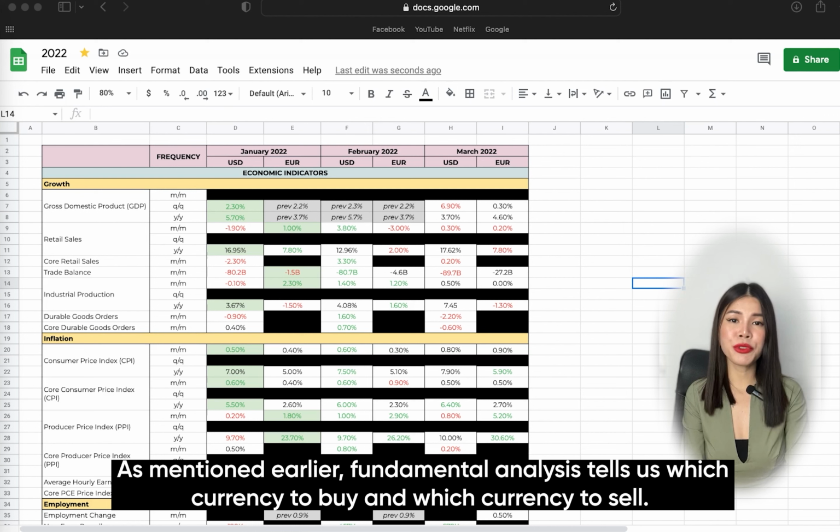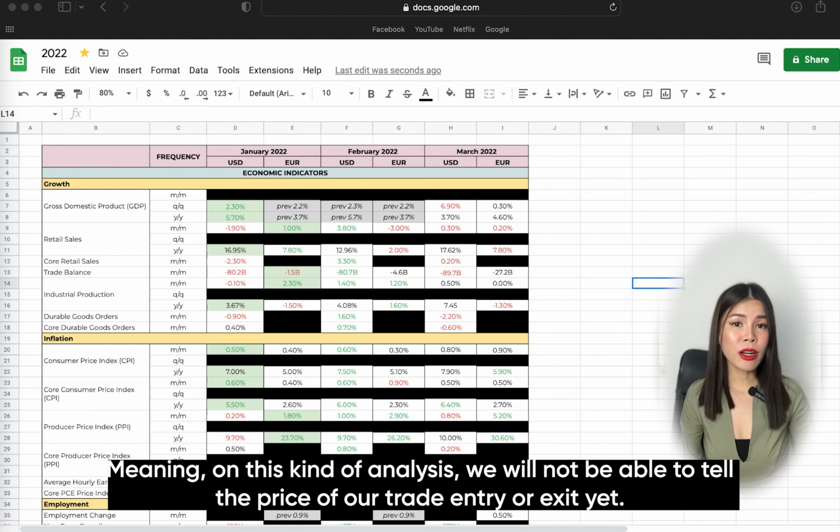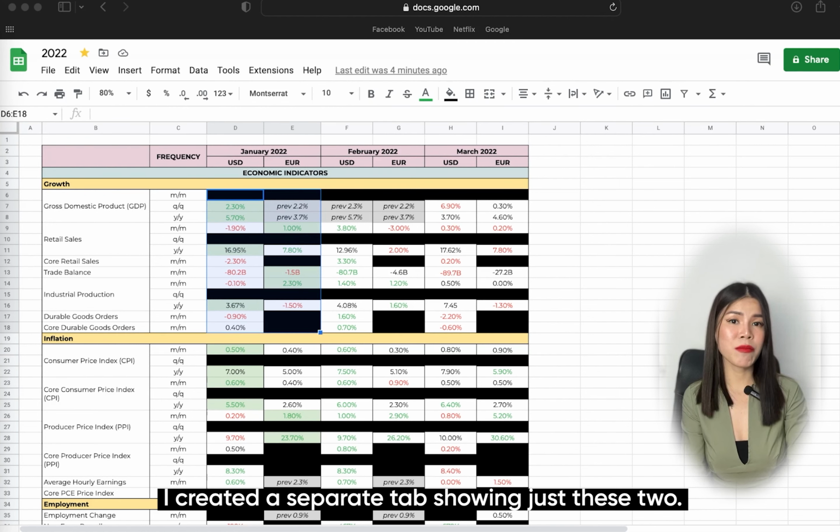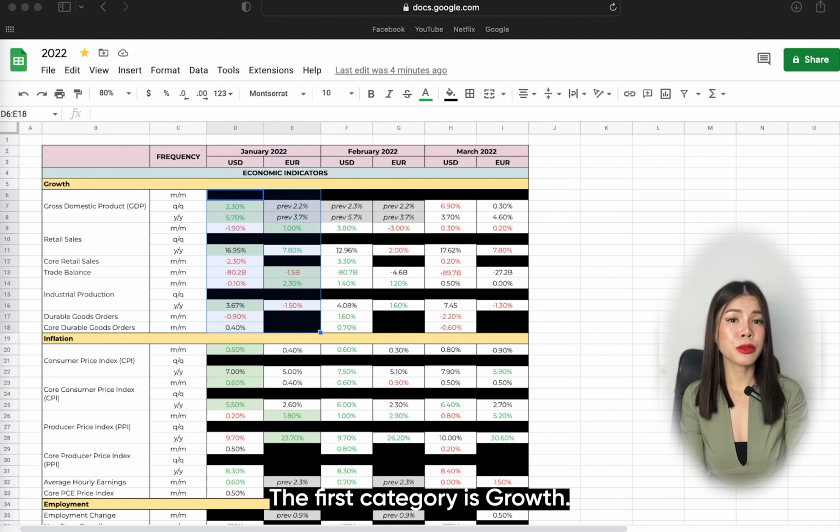As mentioned earlier, fundamental analysis tells us which currency to buy and which currency to sell. Meaning, with this kind of analysis, we will not be able to tell the price of our trade entry or exit yet. In order to make a clean and clear comparison between the dollar and the euro, I created a separate tab showing just these two. The first category is growth.